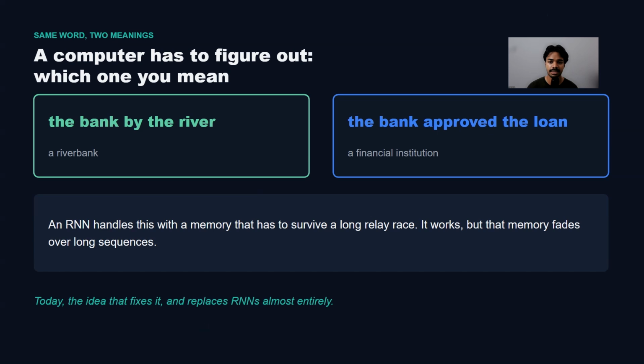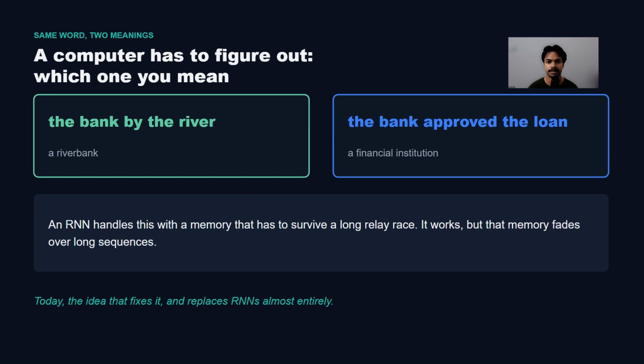And today, we fix it with an idea so good, it did not just improve on RNNs, it almost replaced them entirely. By the end of this video, you will understand attention, the mechanism sitting underneath GPT, Claude, and nearly every serious AI model built in the last several years. No calculus, no dense notation, just the idea, which is simpler and more elegant than its reputation suggests. So let's start with the exact problem that attention was built to solve.